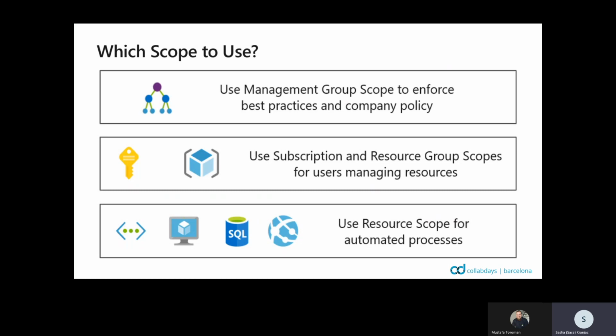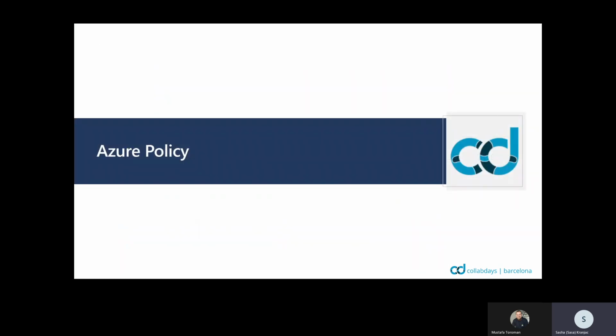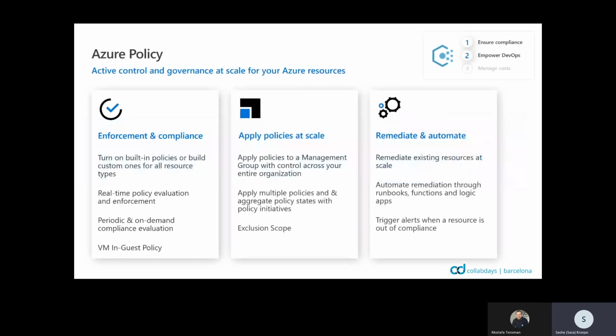In this case, we mentioned Azure Policy as well, so let's take a look at what we have. Azure Policy, like we've seen before, can give us control and governance at scale for all the Azure resources that we have. We will also mention some differences between Azure Policy and other things that we have in Azure for governance. So we can apply policies at scale.